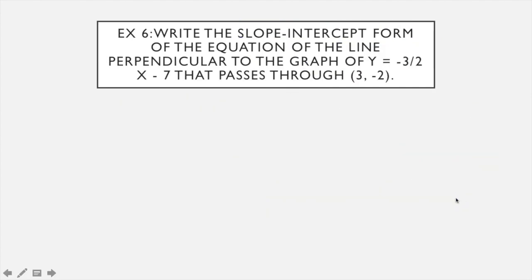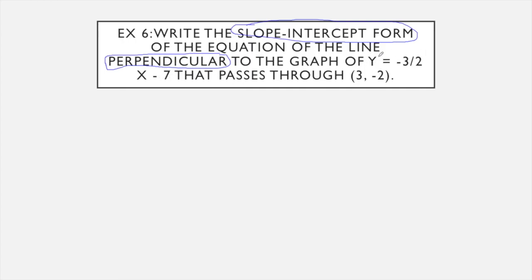Okay, so the sixth type of example, similar to the one we just did, but this time we want it to be perpendicular to the graph that we are given. We again want slope-intercept form, so we'll see that. Now what is our given graph? What is the slope of this one? Well, we see y equals -3/2 x minus 7.